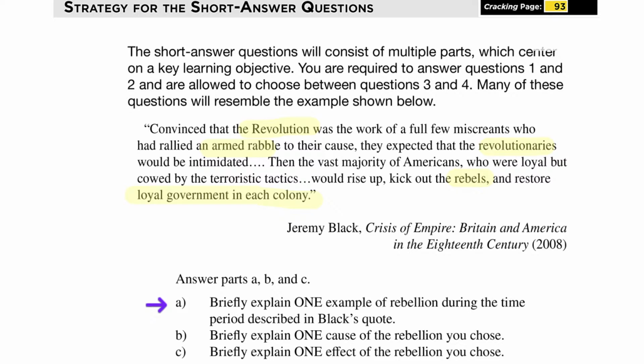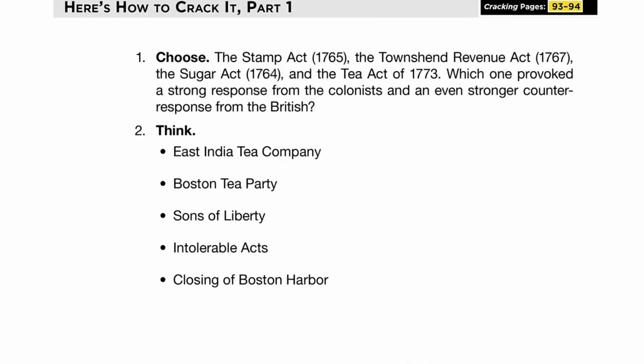And specifically, they're asking about a rebellion. So that's what we want to try to come up with. So if I were to sit down and make a little brainstorming list, here are the things I might think of. I might think of the East India Tea Company, the Boston Tea Party, which was a reaction to what was going on in the tea trade, the Sons of Liberty, who were the ones that organized the Boston Tea Party.